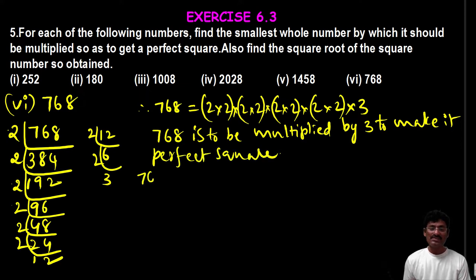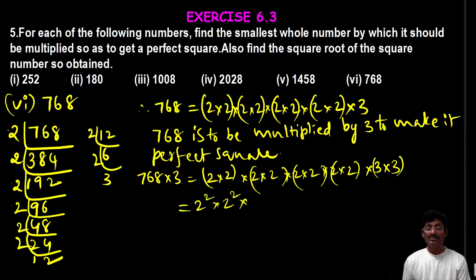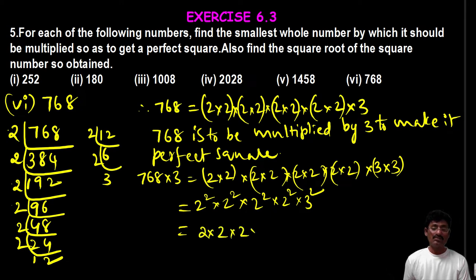So let us do that. 768 times 3 is equal to, 768 we already factorized. So 2 times 2, then 2 times 2, then 2 times 2, again 2 times 2, then 3. This is for 768. We multiplied this by 3, so times 3. So take the pairs here. This is equal to 2 square times 2 square times 2 square, then times 2 square times 3 square. This is equal to 2 times 2 times 2 times 2 times 3 whole square.